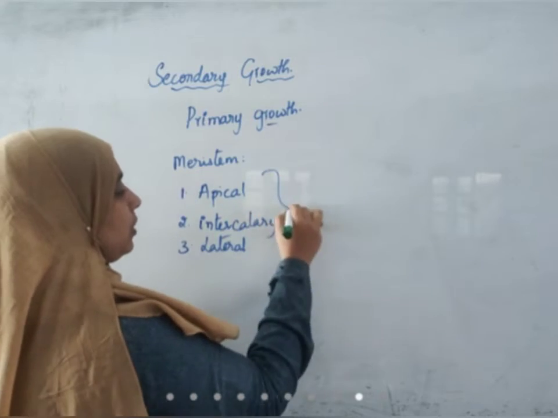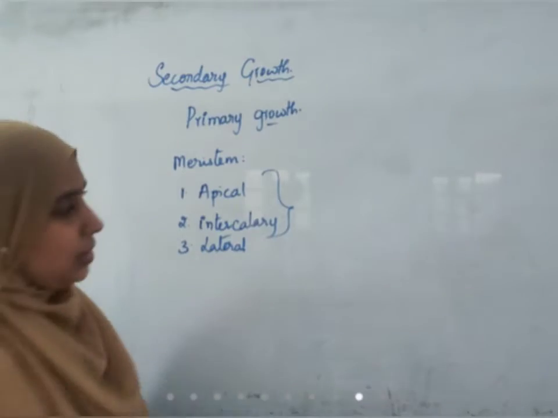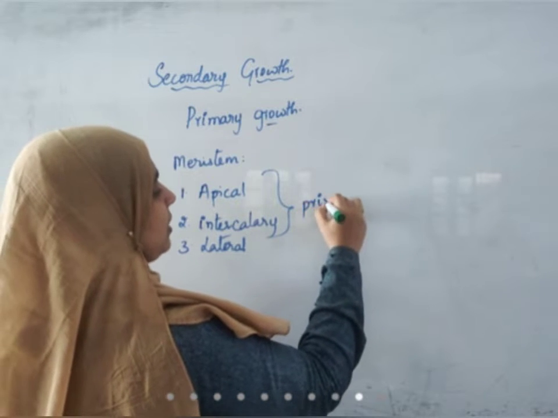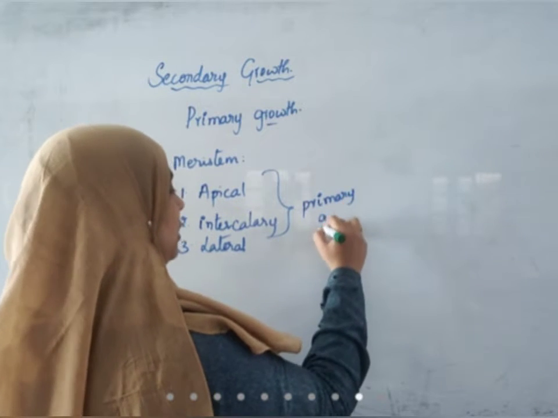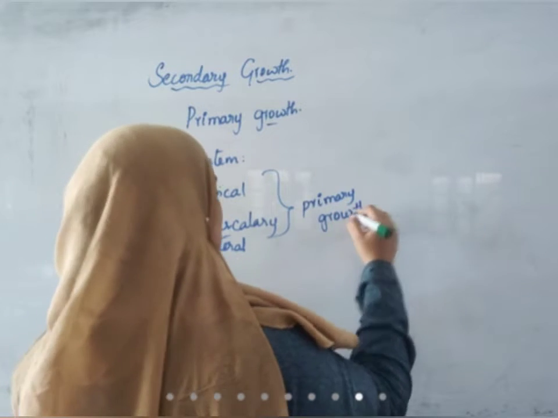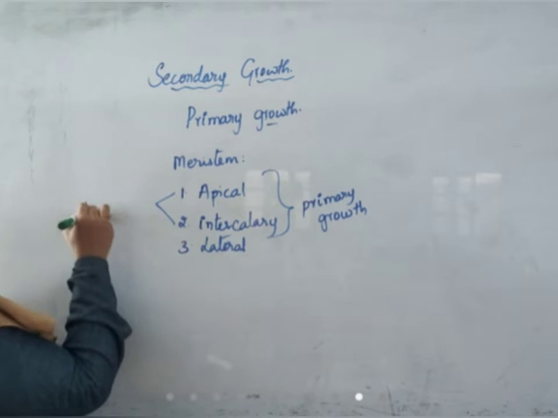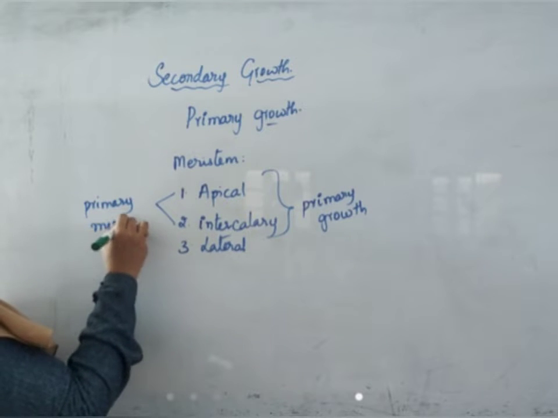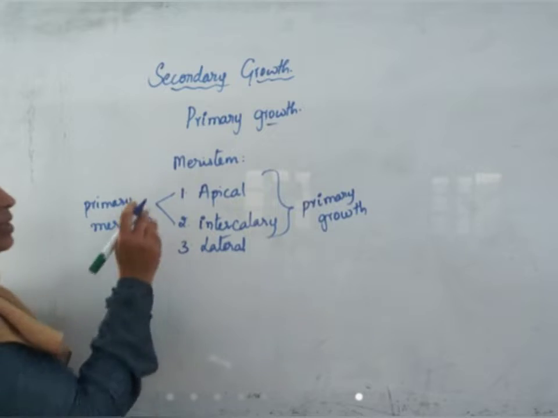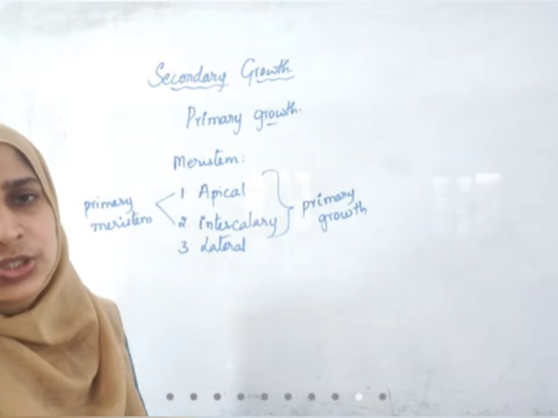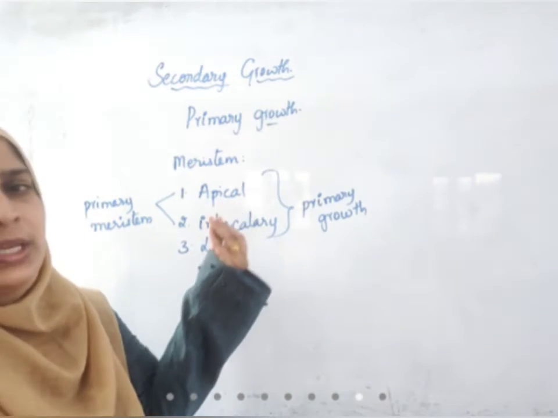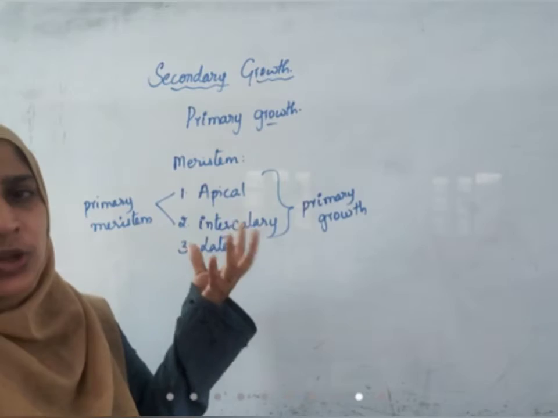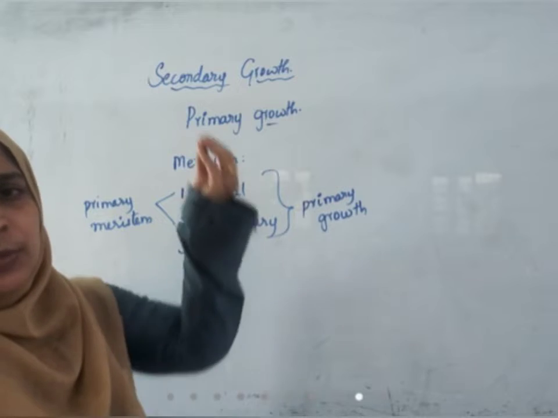Among them, whatever growth occurs from apical and intercalary meristems is called primary growth. Why? Because they are primary meristems. Why are they called primary meristems? They are present only in the early stages. That means when a leaf is newly forming, at that time, in that location, it is there. Once it is completely formed, it is not there. It moves forward.